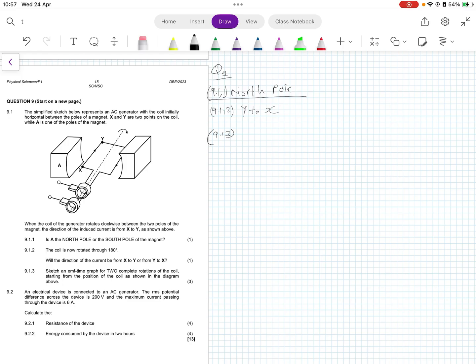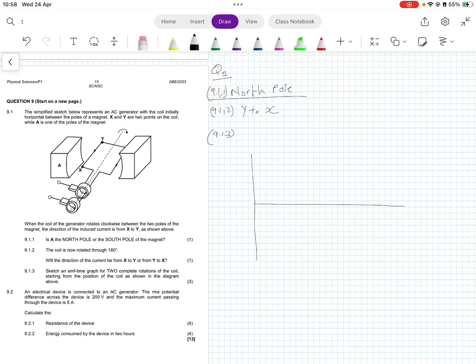9.1.3. Sketch an EMF time graph for 2 complete rotations of the coil, starting from the position of the coil as shown in the diagram below. When you look at the coil, it is oriented almost perpendicular to the magnets, meaning that it is parallel to the magnetic field between the two poles of the magnet.